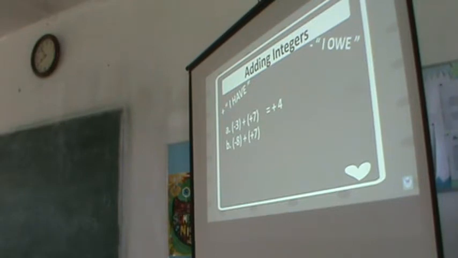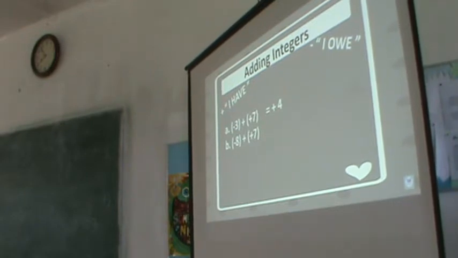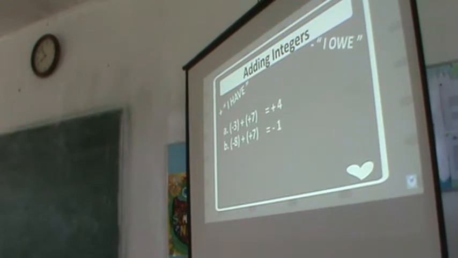Let's look at these. Let me tell myself a little story. I owe 8 rand and I have 7 rand. I pay the 7 rand, but I'm still owing money. And I still owe 1 rand. So it's -1.